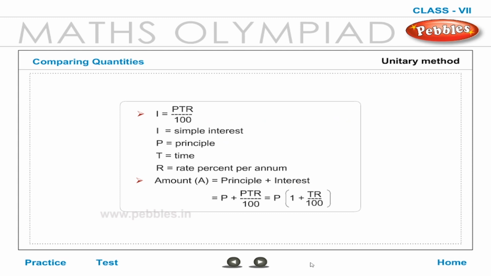I is equal to PTR by 100. I is equal to simple interest, P is equal to principal, T is equal to time, R is equal to rate percent per annum. Amount A is equal to principal plus interest, that is equal to P plus PTR by 100, which is equal to P into (1 plus TR by 100).